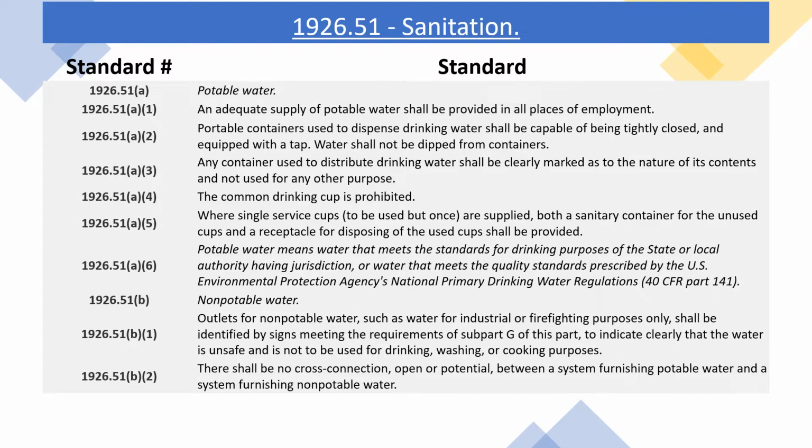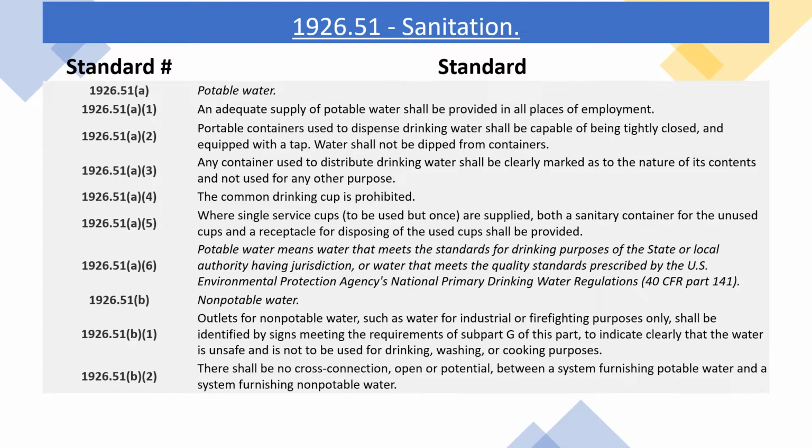1926.51(a)(6) Potable water means water that meets the standards for drinking purposes of the state or local authority having jurisdiction, or water that meets the quality standards prescribed by the U.S. Environmental Protection Agency's National Primary Drinking Water Regulations, 40 CFR Part 141.